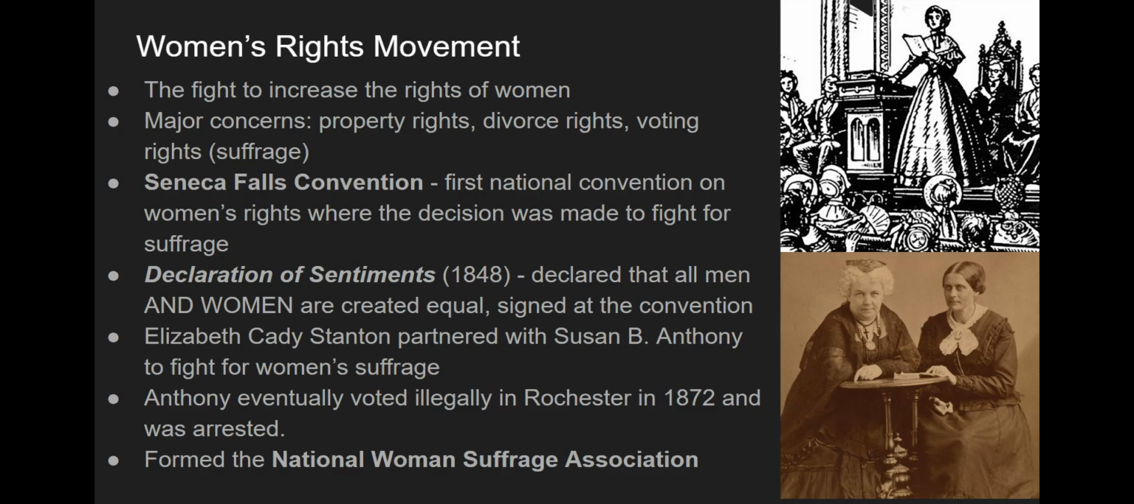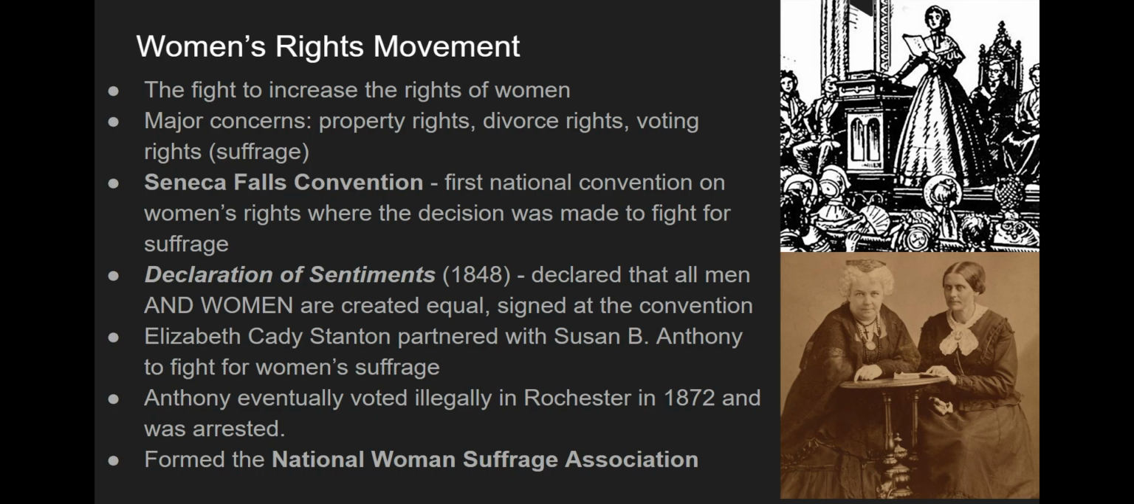And ultimately, Anthony is actually arrested for voting illegally in Rochester in 1872 after Black men were given the right to vote, but women did not. A bunch of women went out, they challenged this, they organized against this, and tried to prove that citizenship rights also meant voting rights. They together formed the National Woman Suffrage Association, one of the major groups that fought for women's rights to vote.